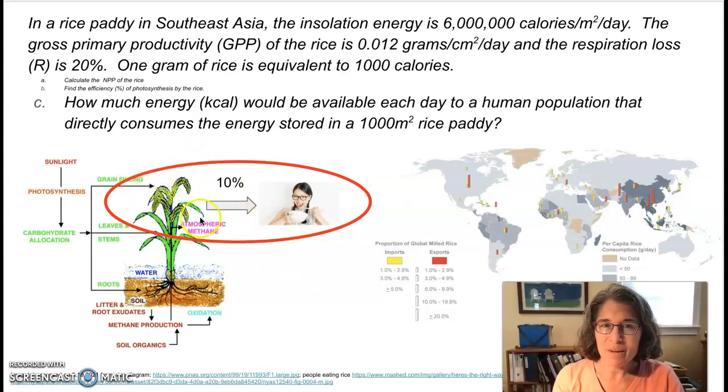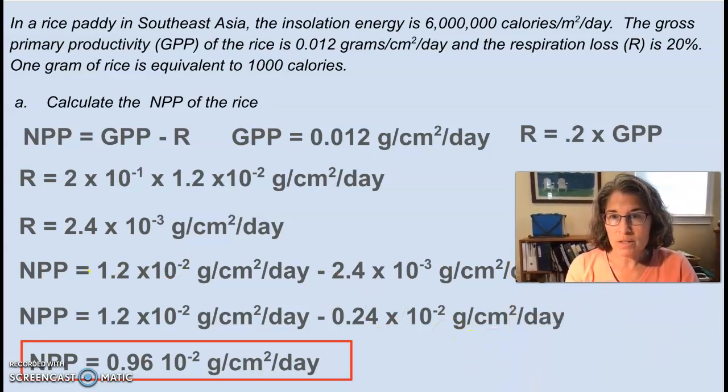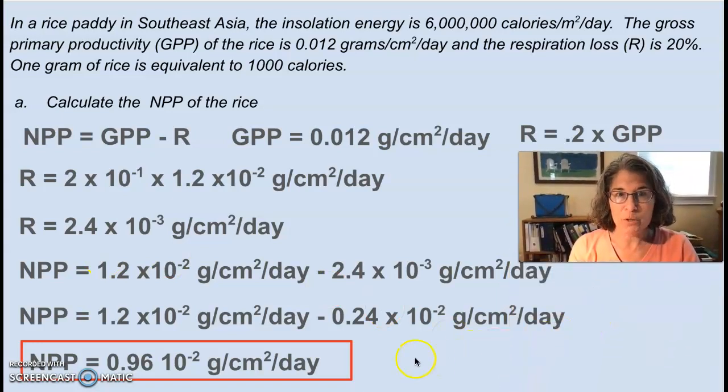We're trying to talk about how much energy is getting transferred to people if they directly eat the rice from the rice paddy. For this problem, we are going to pull on some answers from a previous problem. So you'll remember back in part A, we needed to calculate the net primary productivity of the rice. We solved that in part A. We figured out that it's 0.96 times 10 to the negative second grams per centimeter squared per day.